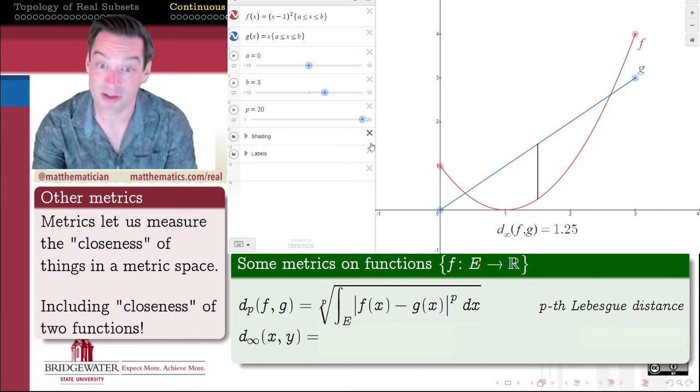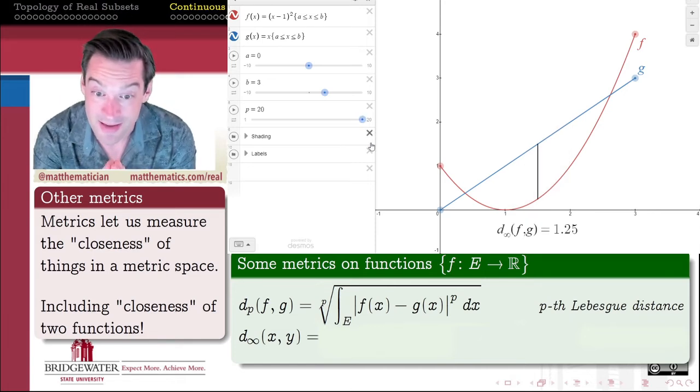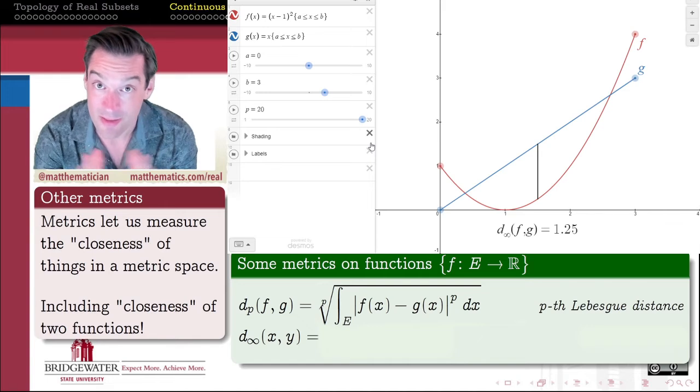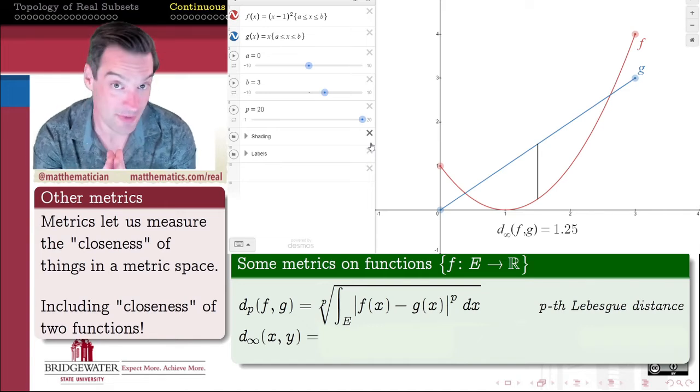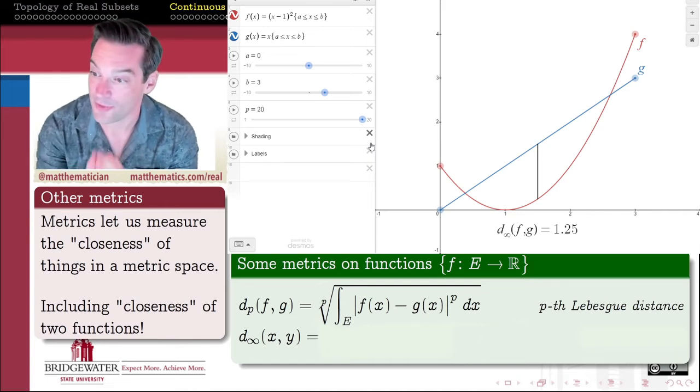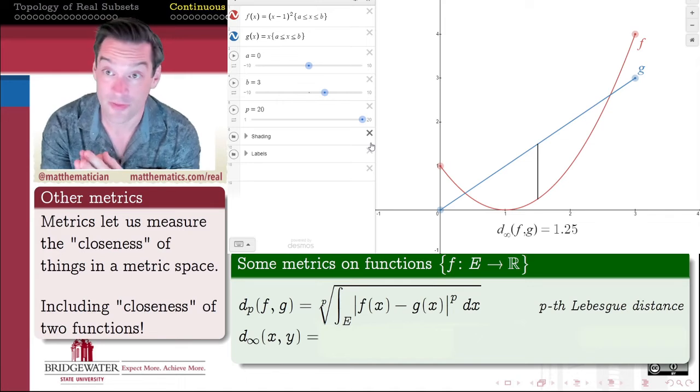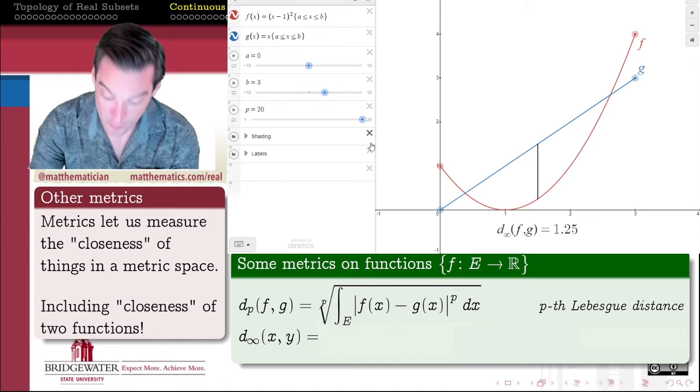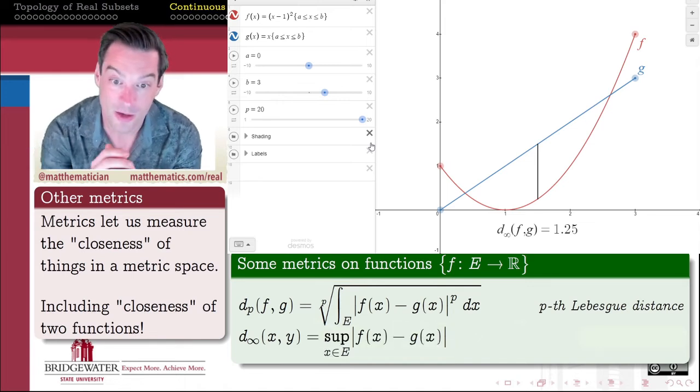And so as it happens, if I keep increasing that value of p, in the limit as p tends to infinity, what it ends up measuring is exactly the largest difference in absolute value between the values of my 2 functions on the interval that is their common domain of definition. And that metric we call the infinity metric, or sometimes we call it the uniform metric.